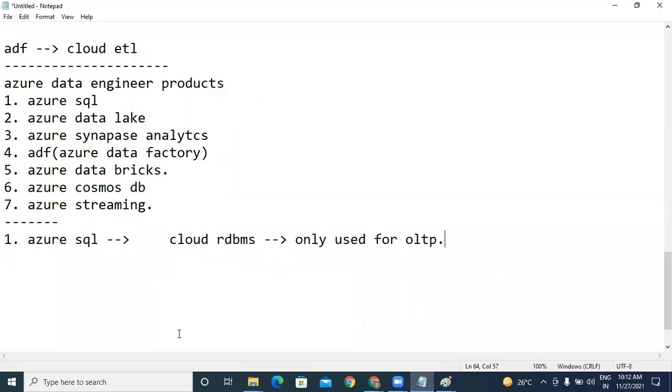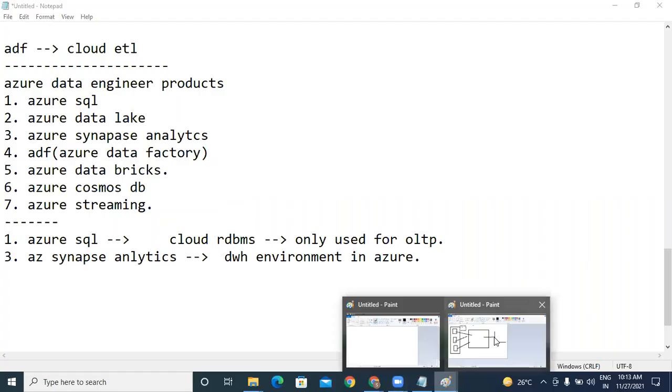Straight away, I'm coming to the third point; later I will come to the second point. My third product here is Azure Synapse Analytics. This is the DWH environment in Azure. What is DWH? Data warehouse. Come back to this picture again.